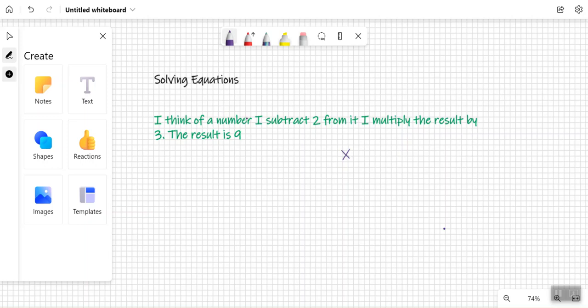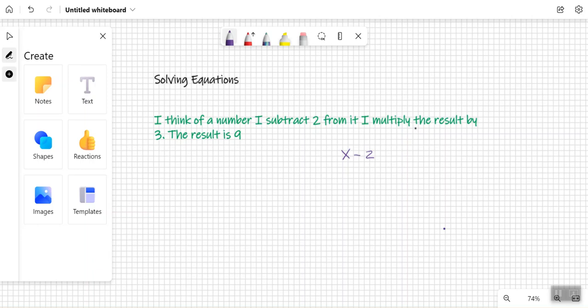And then what we do is we write everything in terms of x. Depending on what the sentence tells us about the number, we write everything in terms of x. So I think of a number, I subtract 2 from it. If the number is x and I subtract 2 from it, then that's going to be x minus 2.